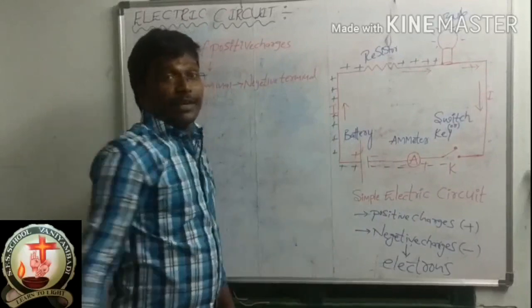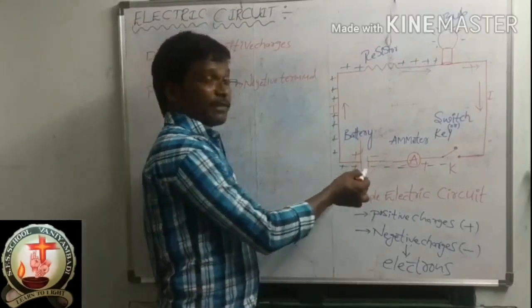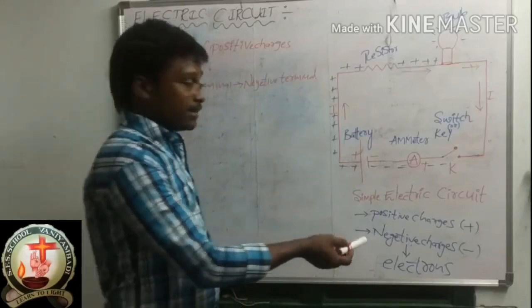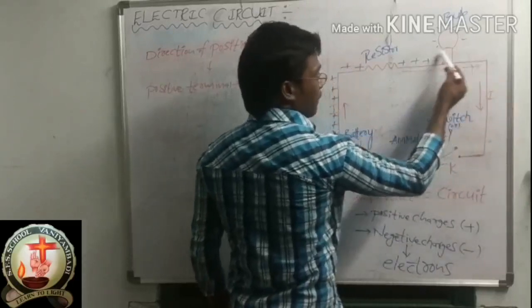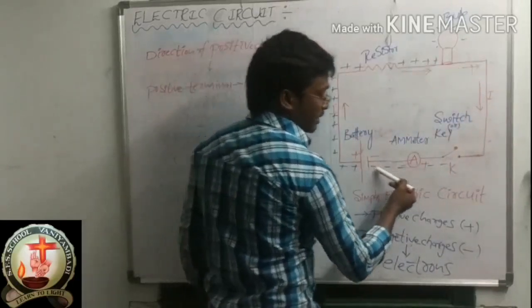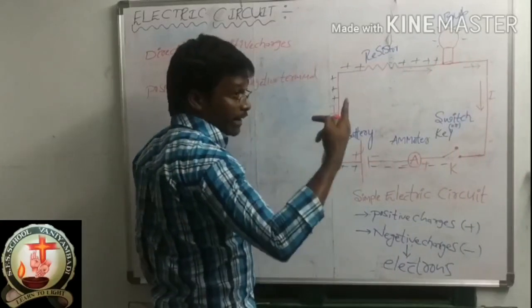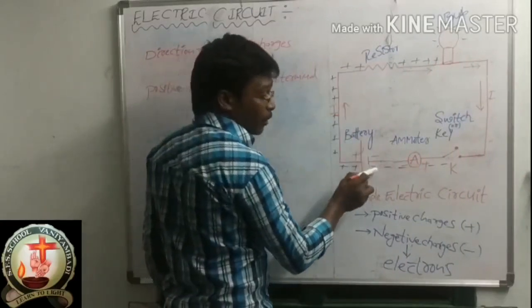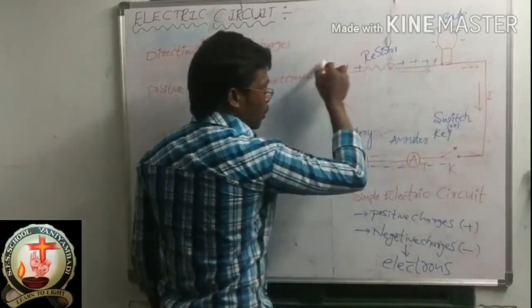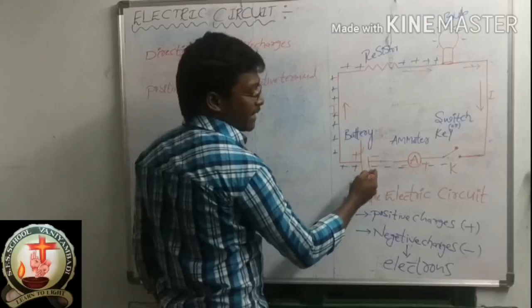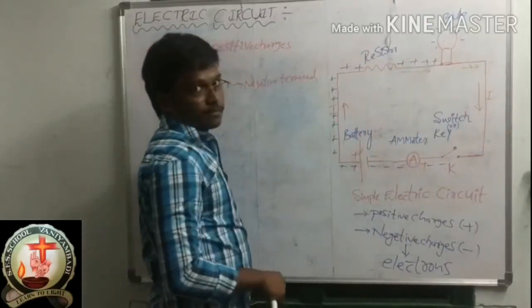What is the direction of the negative charges? Otherwise, what is the direction of the electrons? This negative terminal of the battery is releasing the negative charges. After releasing, these negative charges will move like this, and it is moving like this. So, what is the direction of the negative charges? Negative terminal of the battery to positive terminal of the battery. It is releasing here and it is moving. Finally, it is reaching.